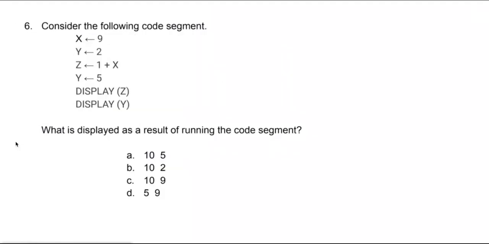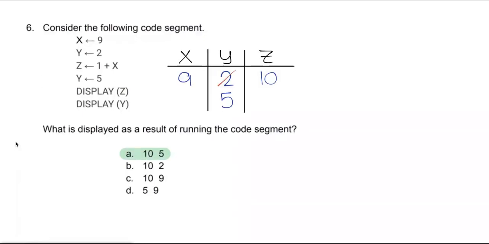Question 6 is, again, you have to follow along with the code segment. And remember that one variable can only hold one value at a time. So when y goes from being 2 to 5, 2 goes away and it becomes 5. And we get z because z is equal to 1 plus x, and we know that x is 9. So 1 plus 9 makes 10. And it would print out 10 with a space and then 5 for z and then y.